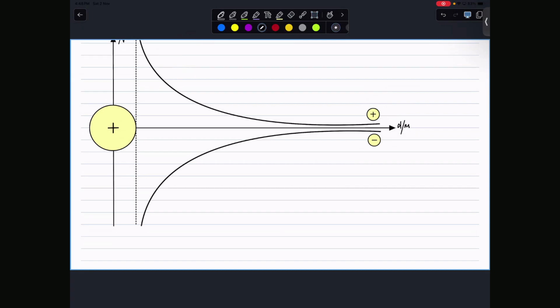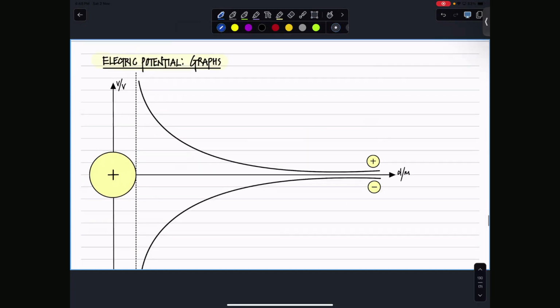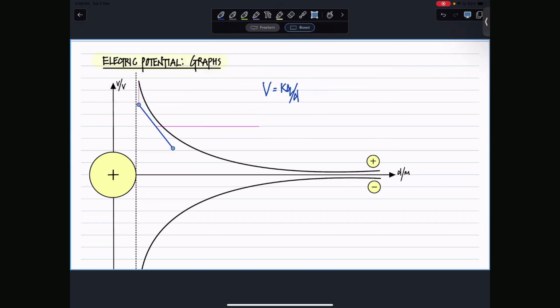However, this graph has something additional, which they ask a lot of questions, which is, what does the gradient of the graph provide you? So listen carefully, okay? The gradient of this graph is actually very useful. So I want you to predict, first of all, formula key, V equals KQ divided by D. My question for you is, what is going to be the gradient of this graph? What does it give you? Force. What does the gradient of this graph give you? Electric field strength. Yes. Okay.